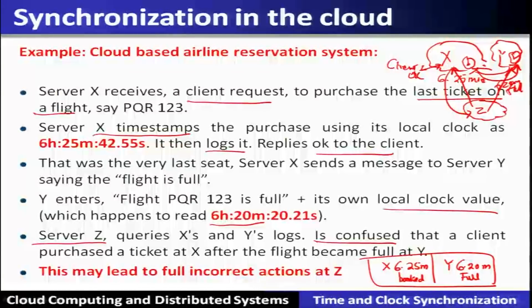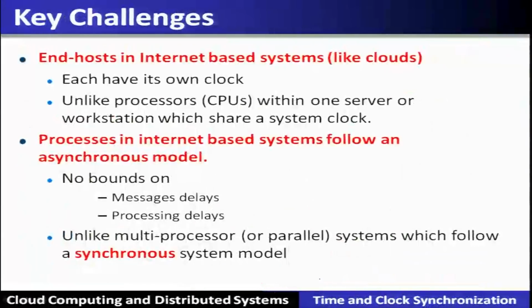Why is this problem there? Because both these servers X and Y, their clocks are running different timings, hence their clocks are not synchronized. So, this particular problem arises because the clocks at X and Y are not synchronized. Now, what are the key challenges in the clock synchronization problem in distributed systems and systems like the cloud?